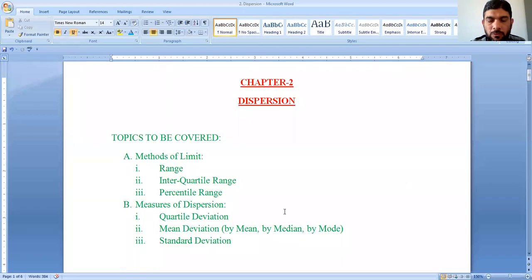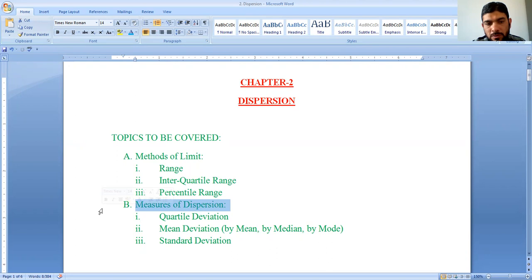Hello students, today we are going to take the chapter of dispersion. For the numerical purpose, we have the following topics to be covered in this chapter. Topic number one is the method of limits. The topics for this method are range, interquartile range, and percentile range. The next topic is measures of dispersion.